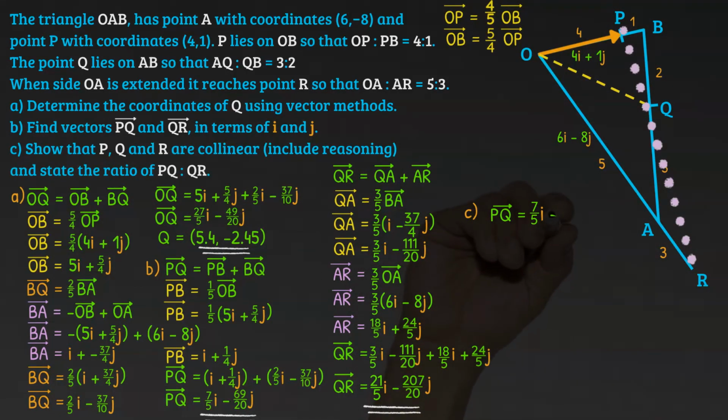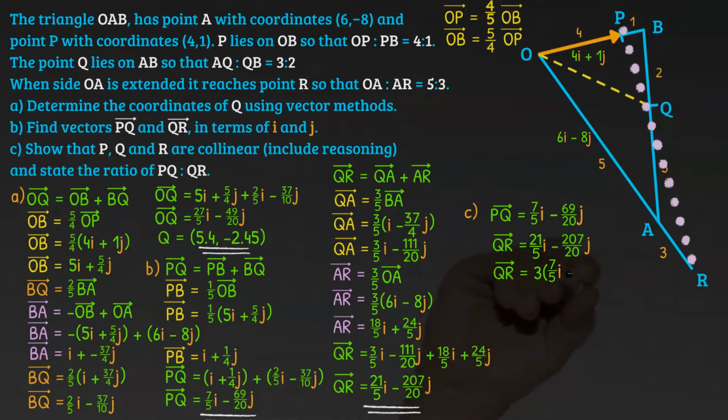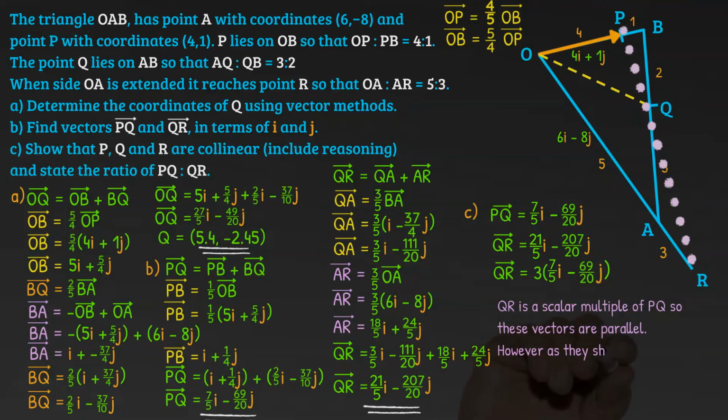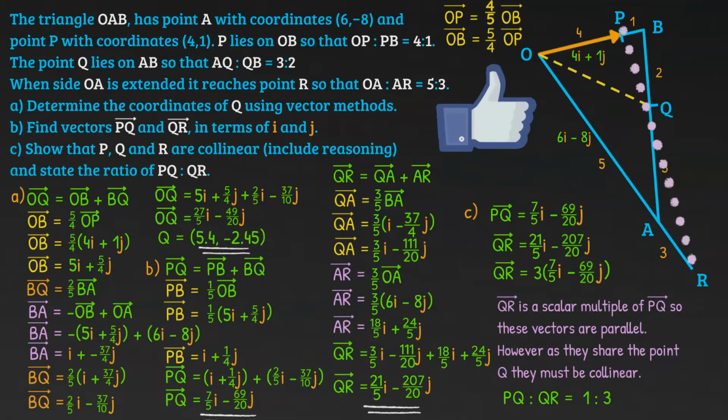So if we get the two vectors PQ and QR together and compare them, we know that if one is a scalar multiple of the other, they're parallel. And if they share a common point, Q in this case, then they'll be collinear or on the same line. And as you can see, QR is exactly 3 times PQ. So P, Q and R are collinear as they share the point Q, and QR is a scalar multiple of PQ, and the ratio PQ to QR is 1 to 3.